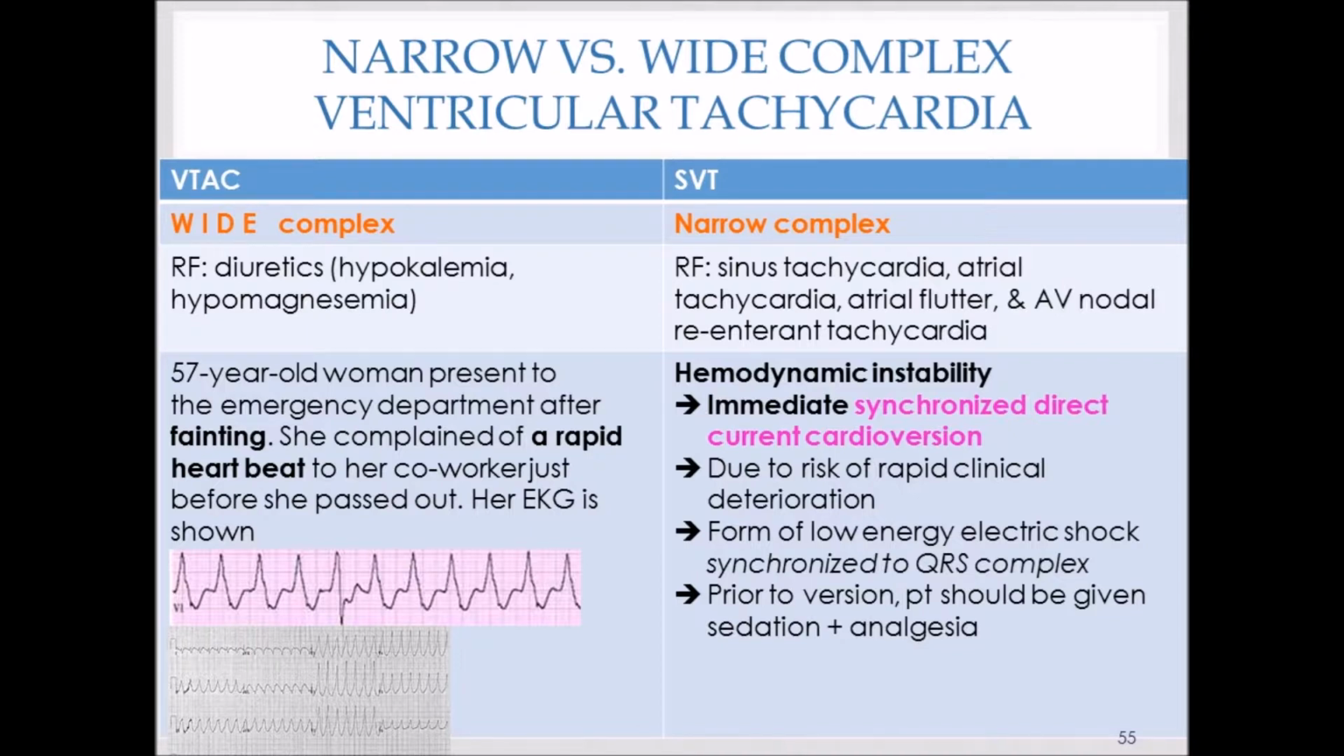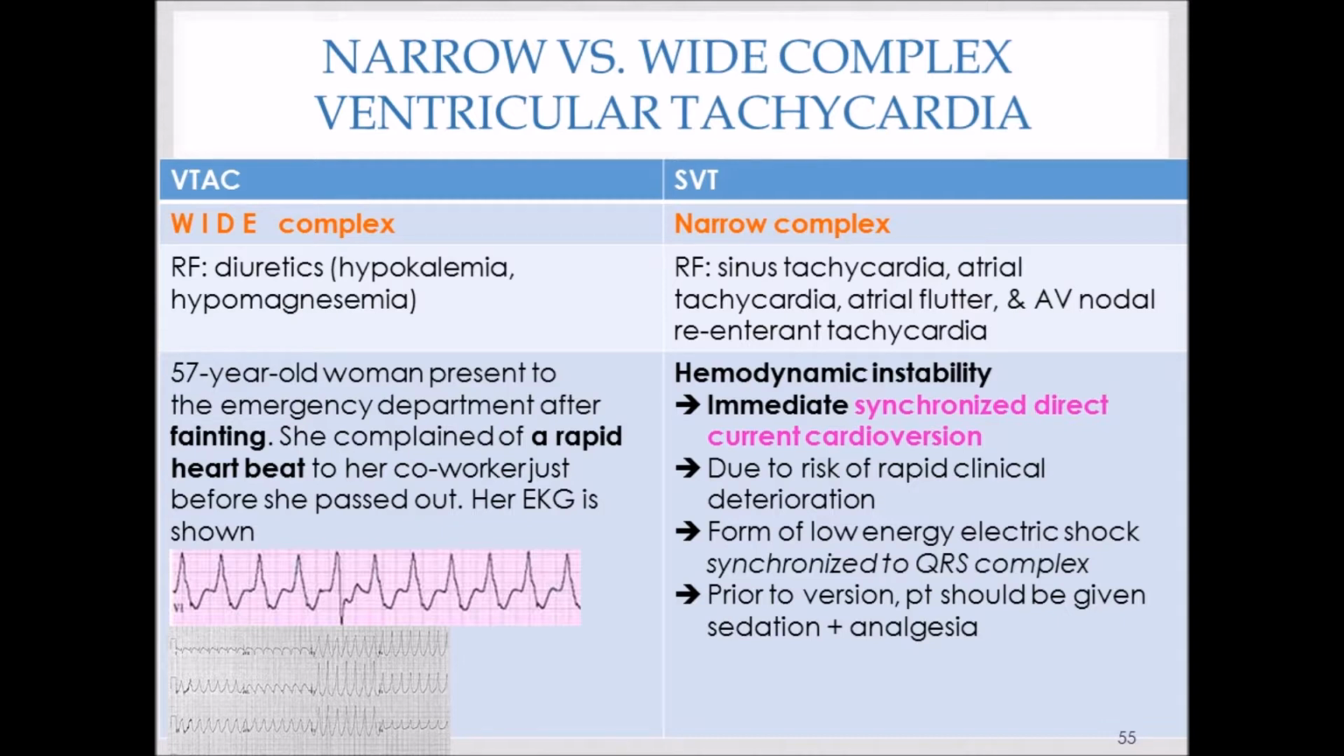The P waves will not be visible, okay? They might be hidden under T waves, but still it's going to be 150 to 250 beats per minute. QRS will look normal, unlike for wide complex tachycardia. Okay, and so risk factors for that include sinus tachycardia, atrial tachycardia, atrial flutter, AV nodal reentry tachycardia. So what do you do in both cases?